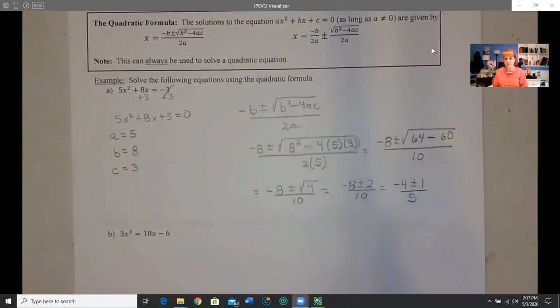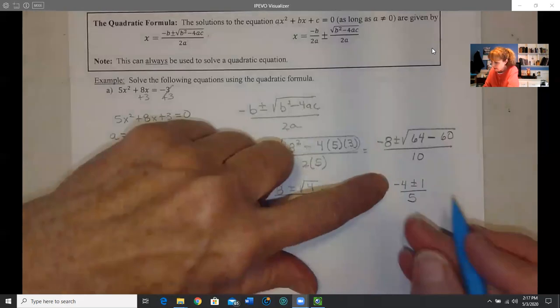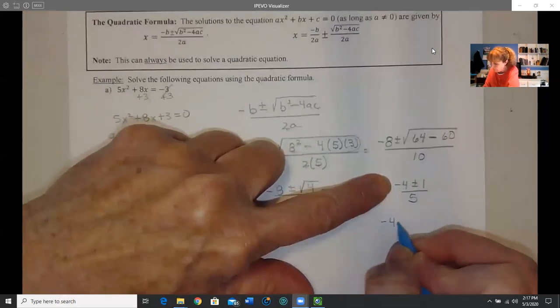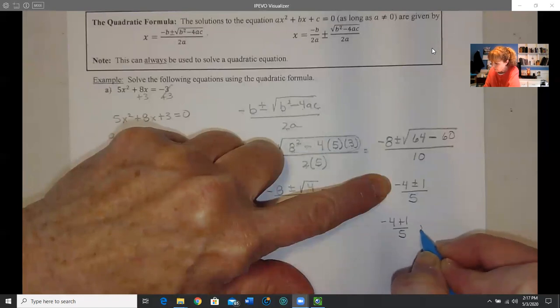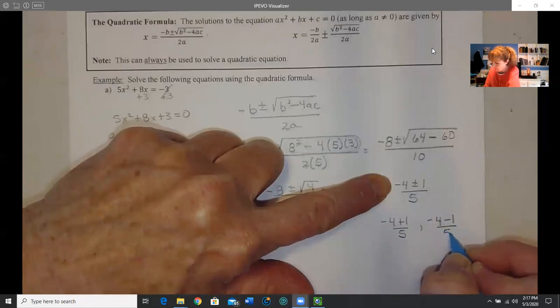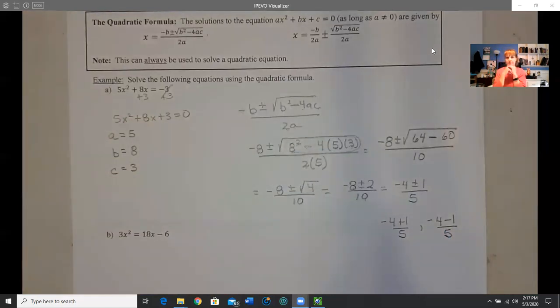Okay. And again, you don't have to do this. You could either reduce now or reduce at the end. Now, I know I have these two solutions. This is -4 plus 1 over 5, or -4 minus 1 over 5. So I split those into these two.